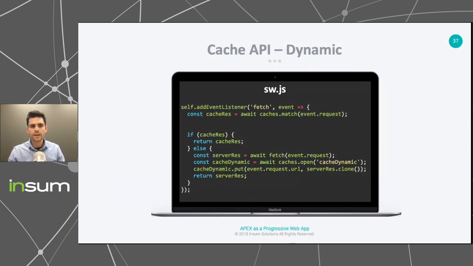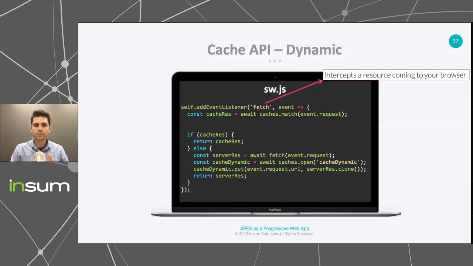Now let's extrapolate this methodology. The idea is that we want to leverage the fetch event to create a dynamic cache for any resources that will be coming through. Dynamic caching is pretty much the center of the bullseye for the service worker, and I'll explain why. Again, we intercept all incoming resources to the browser with the fetch event.